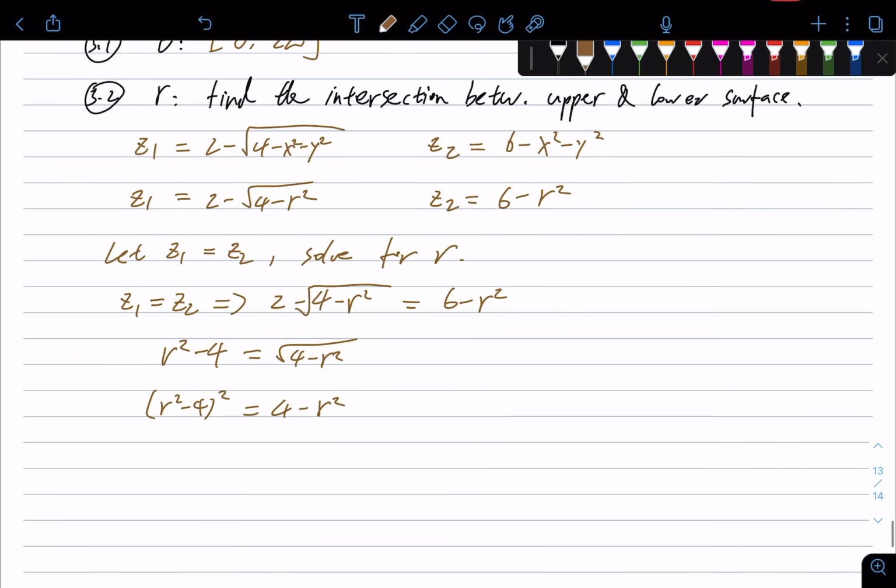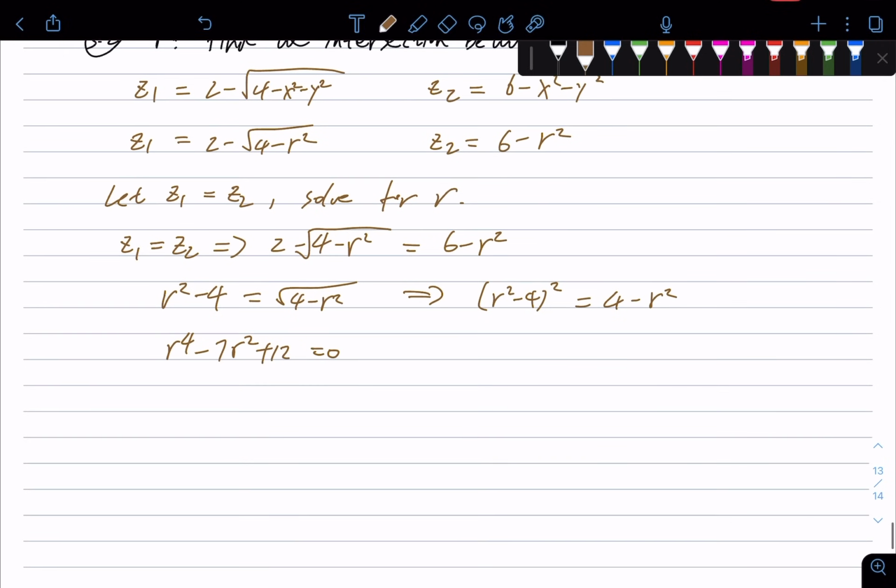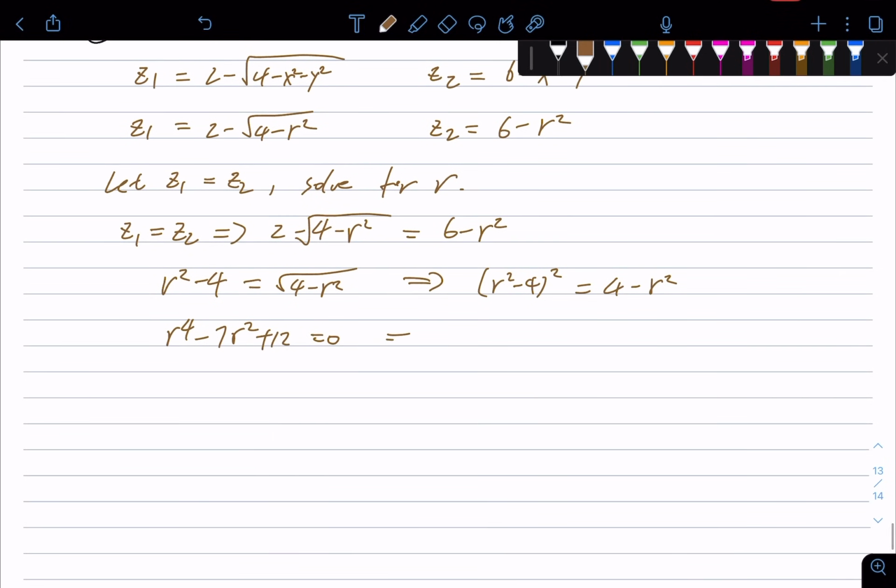Right, so let me rearrange this a little bit. We're going to have r to the fourth minus 7 times r squared plus 12 equals 0. Basically, you expand this squared term, and then you combine the common terms. So this will give us r squared minus 3 and then r squared minus 4 equals 0.